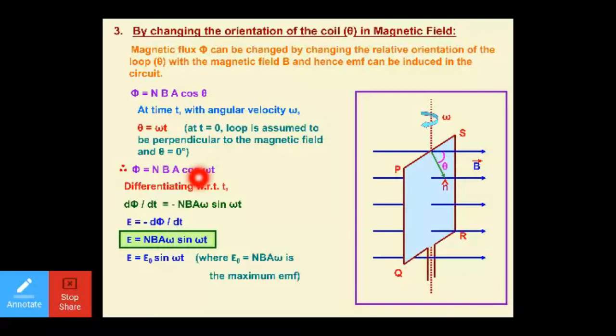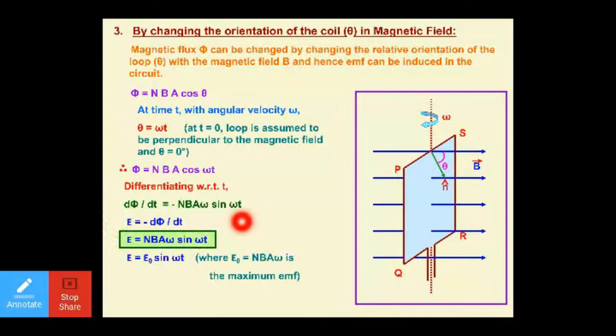E is equal to minus d phi by dt, where phi is equal to NBA cos omega t. If we differentiate both the sides, it will be d phi by dt. NBA is constant. Cos omega t's differentiation will give sine omega t with a minus sign, and the differentiation of omega t will give you omega. So it comes out as minus NBA omega sine omega t. If we send this minus sign to the left hand side, it will be minus d phi by dt, and the value of minus d phi by dt is equal to E. So E is equal to NBA omega sine omega t.